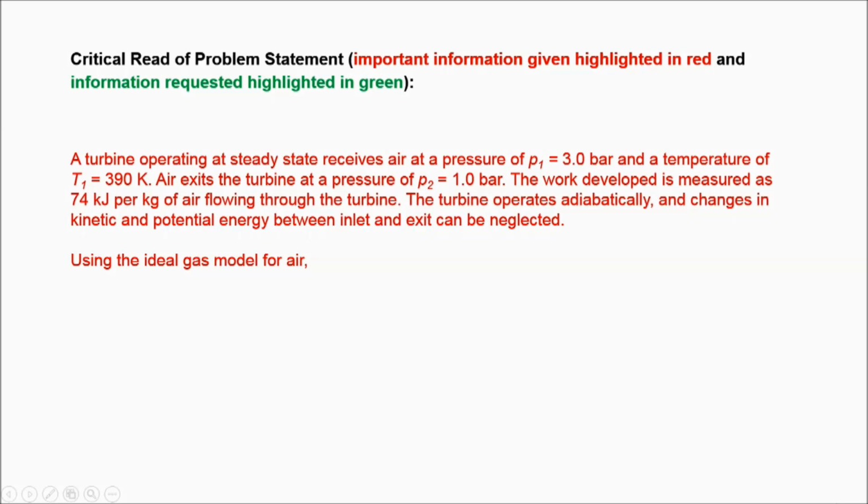The work developed by the turbine is measured as 74 kilojoules per kilogram of air flowing through the turbine. The turbine operates adiabatically, and changes in kinetic and potential energy between inlet and exit can be neglected. And also, using the ideal gas model for air. And finally, highlighted in green for the requested information we have, determine the isentropic turbine efficiency. Let's start to develop the solution.